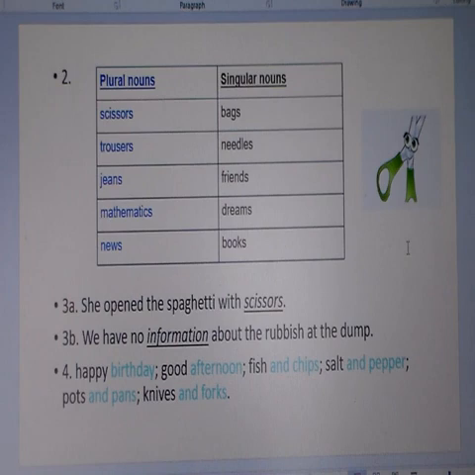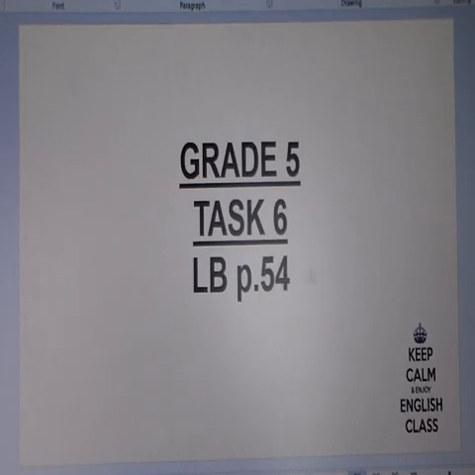And then question 4 again, you had to match the words. I've color-coded them for you as well so that you can see how they match up. Happy birthday, good afternoon, fish and chips, salt and pepper, pots and pans, knives and forks. You could have just written it in that format for me. You could have written it in different colors, but I didn't specify that, so that's not necessary. Then task 6, that can be found on page 54. We'll quickly look at that.